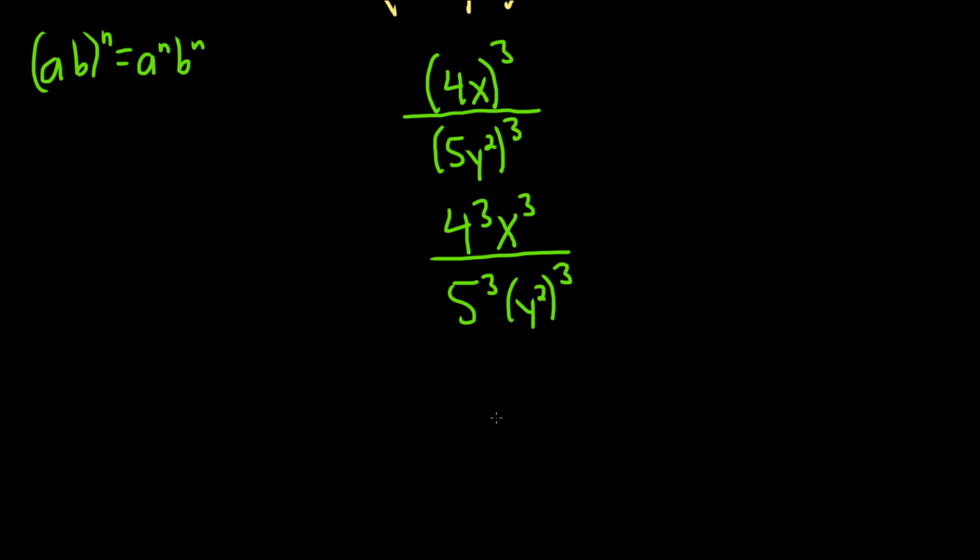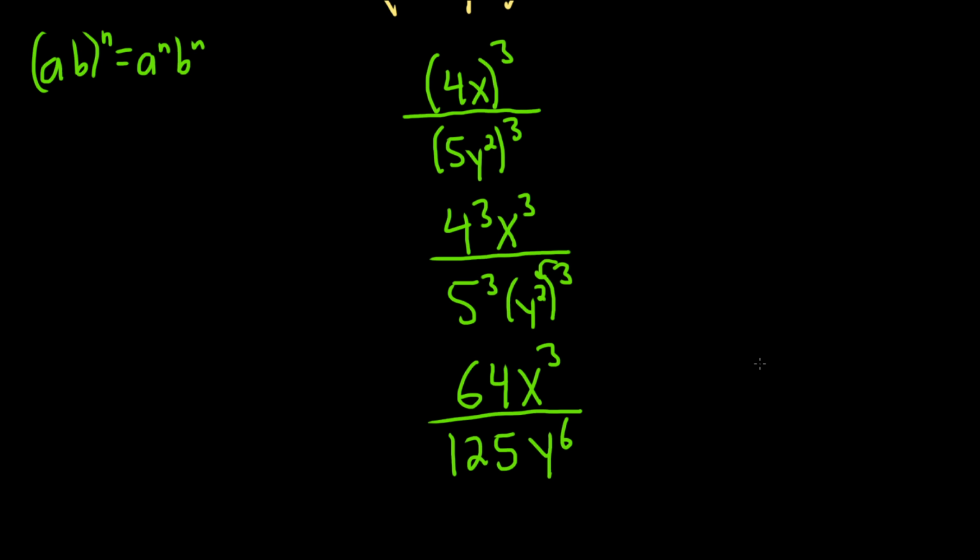So the next step is to keep going. So 4 cubed is 64. That's because 4 times 4 is 16, and 16 times 4 is 64. Yep, 64x cubed. And then 5 cubed is 125. And then here you multiply. 3 times 2 is 6. You get y to the 6th.